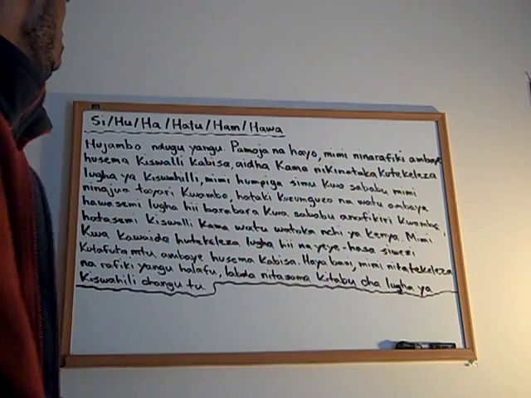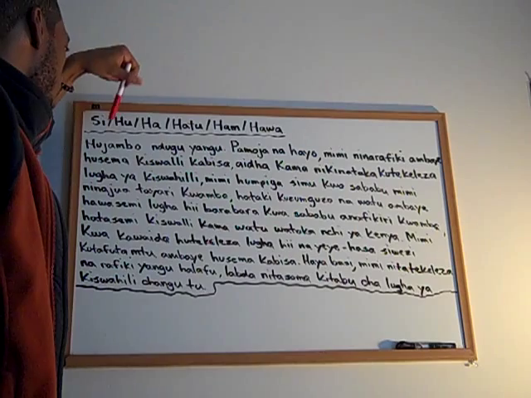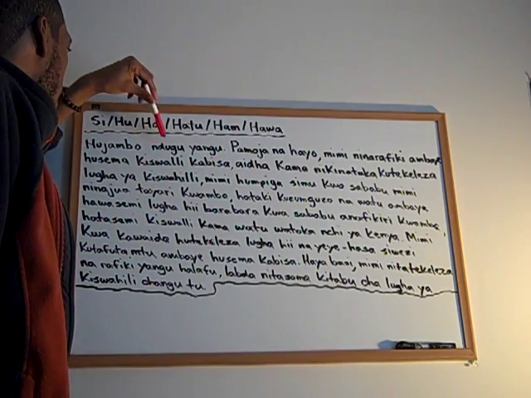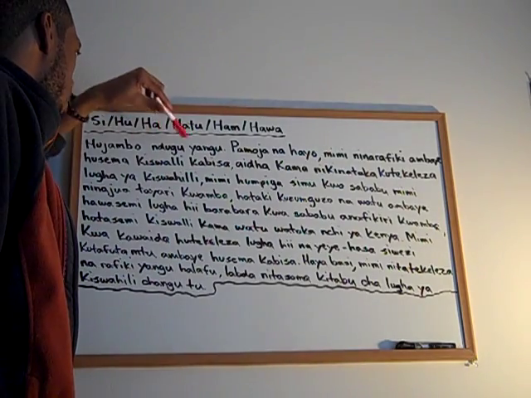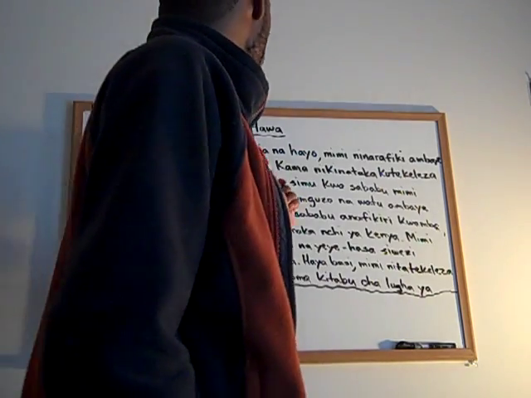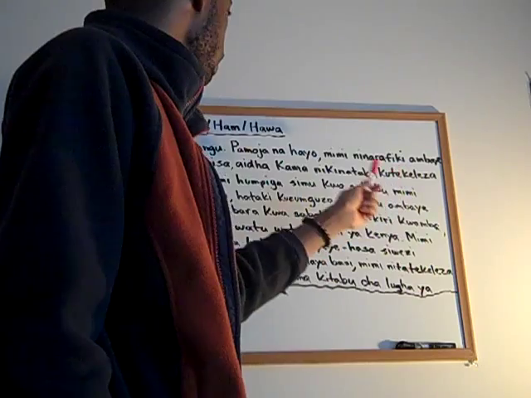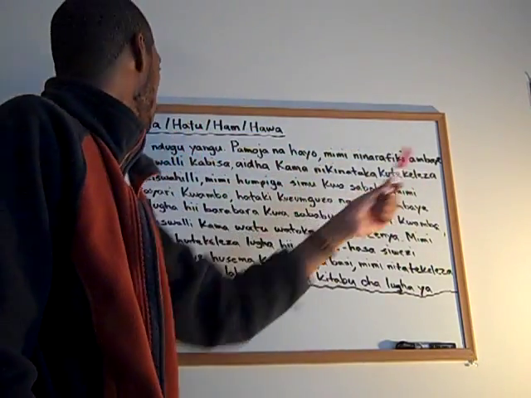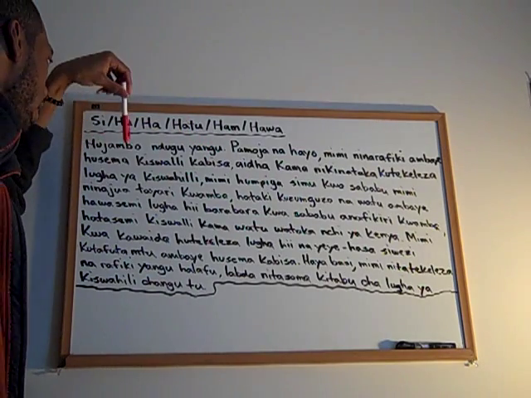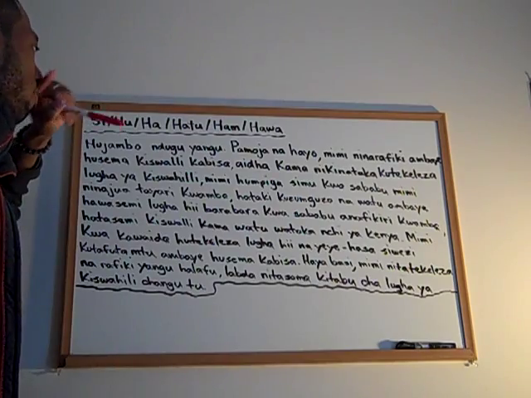Okay, hujambo, hello. Hujambo ndugu yangu, hello my brother, or hello bro. Pamoja na hayo means, by the way. Mimi nina rafiki ambaye husema Kiswahili kabisa. I have a friend who speaks Swahili thoroughly, like speaks it well.